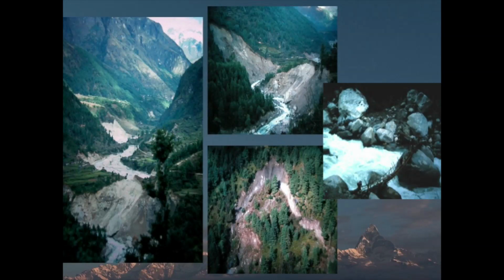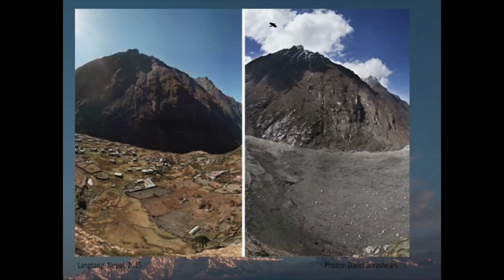burst through its dam. This is the Dudh Kosi River Valley that runs up to the Everest area. So Lukla would be just out of this picture, probably up here. But the scarring where that flood came down caused lots of local landslides. So this is an example. This is a village called Langtang, and this is a before and after.